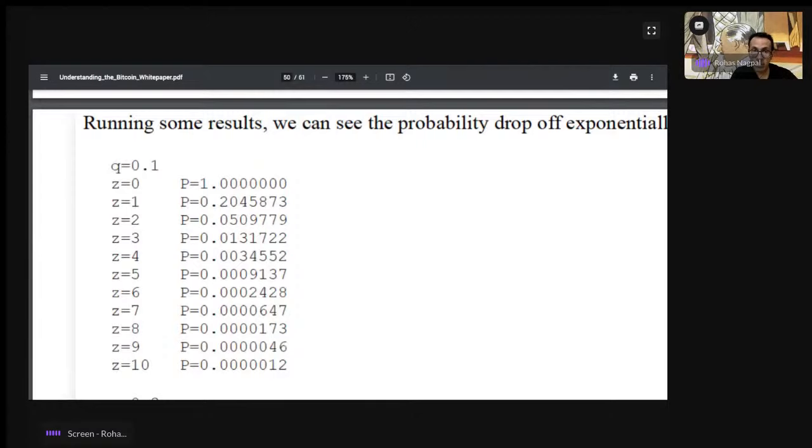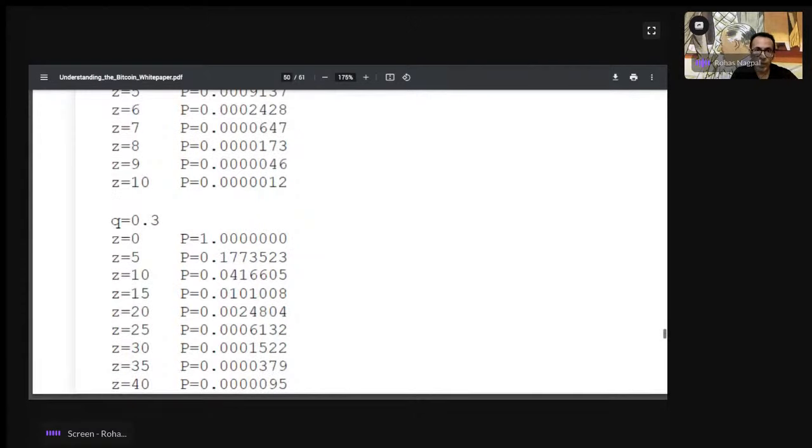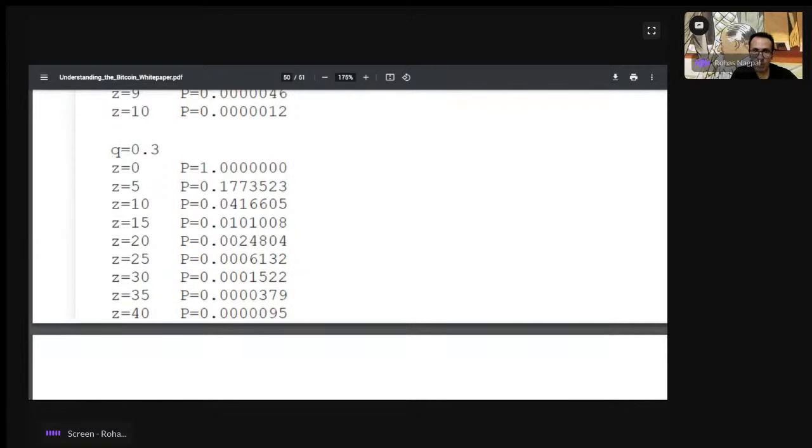But remember, this was for 0.1. What if it is 0.3? Then obviously things start to change. Then we see it becomes 0.1, 0.4. And again, it's happening, but here now he's presuming 5 blocks, 10 blocks, 15 blocks.